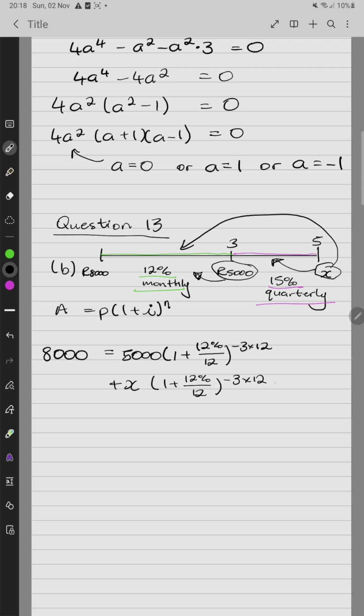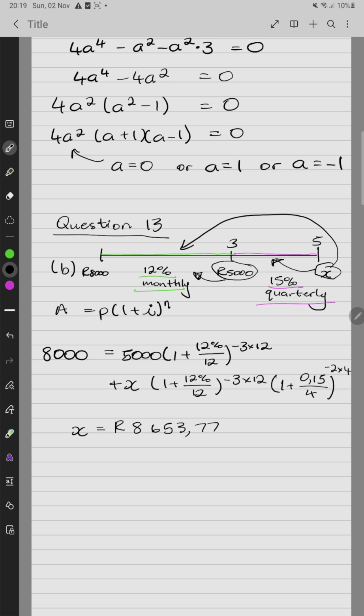But we need to add on to that the 15%. So that will be 1 plus 0.15 divided by 4 to the power of -2 times 4. And if we work this out, I'm going to jump straight to the answer because it's just the algebra. You end up with X equal to 8,653 Rand and 77 cents. Okay, it's just solving for X in this question.